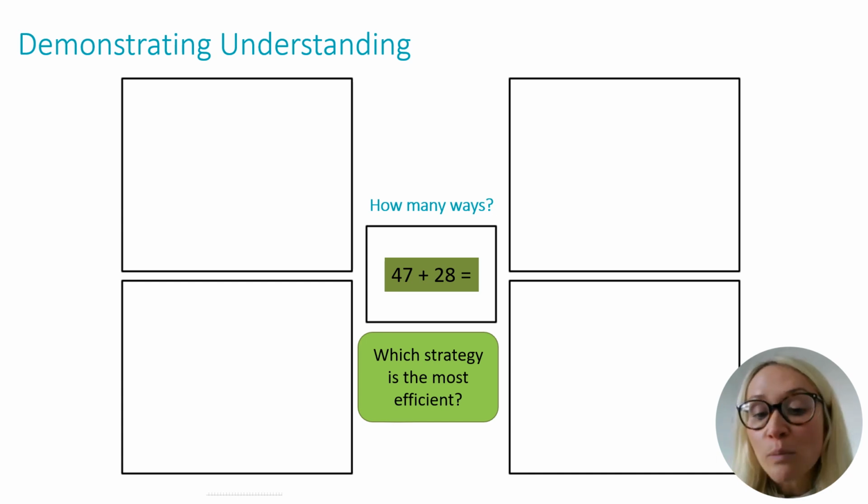You would pose maybe a calculation or a question. The example on the board is 47 add 28. What you're looking for your learners to do is, in each box, demonstrate a different strategy, or how they could add those two numbers together. Again, it's a really nice way to establish their mathematical thinking and where they are in relation to that understanding of the different strategies.